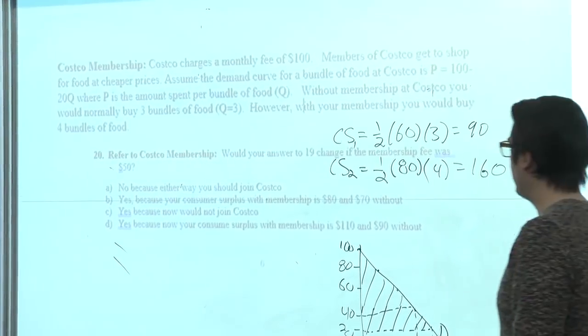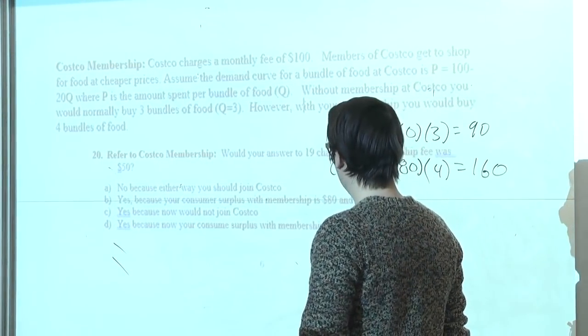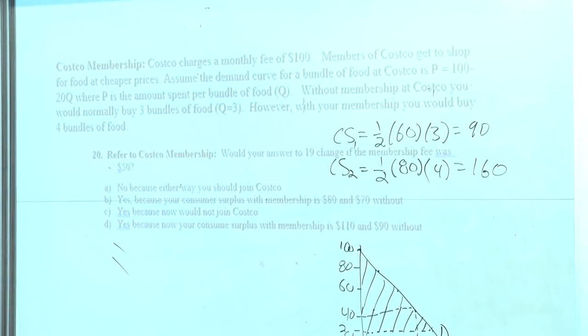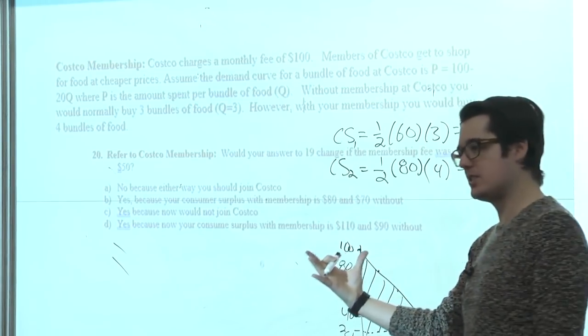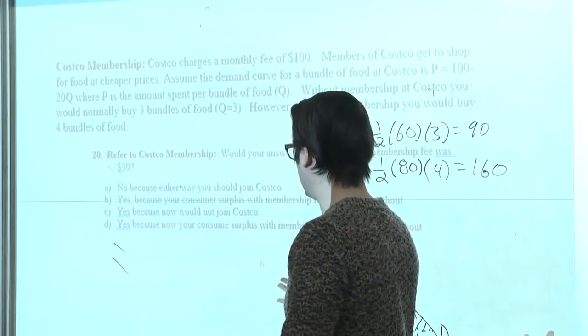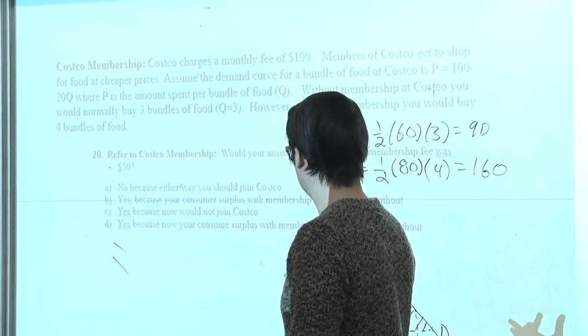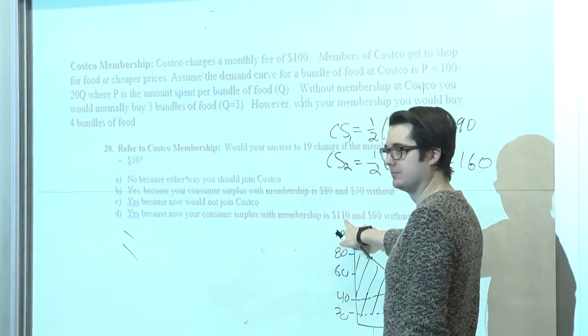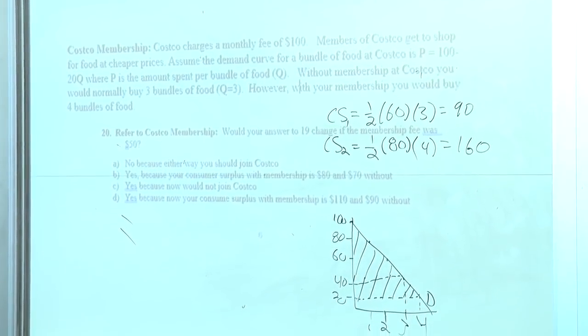Okay, now would that change if the fee was only $50? Yeah, right? You would get $70 in additional surplus at a price of $50, so it is worth it. Goes from 90 to 110. Answer is D.